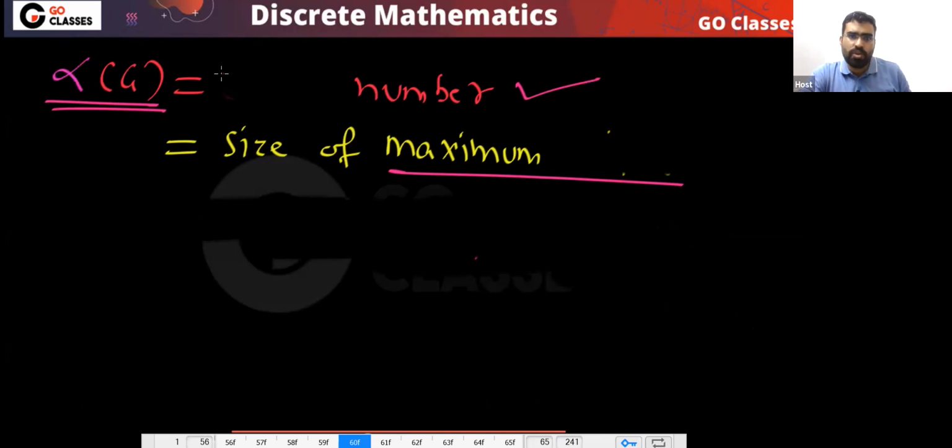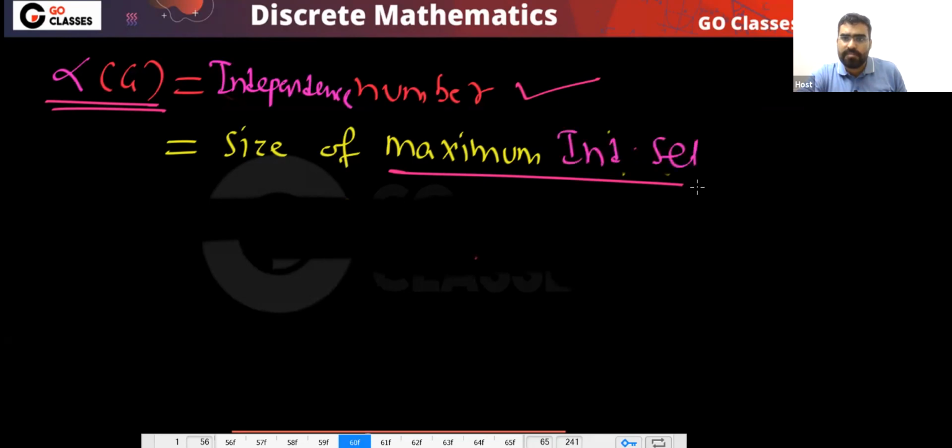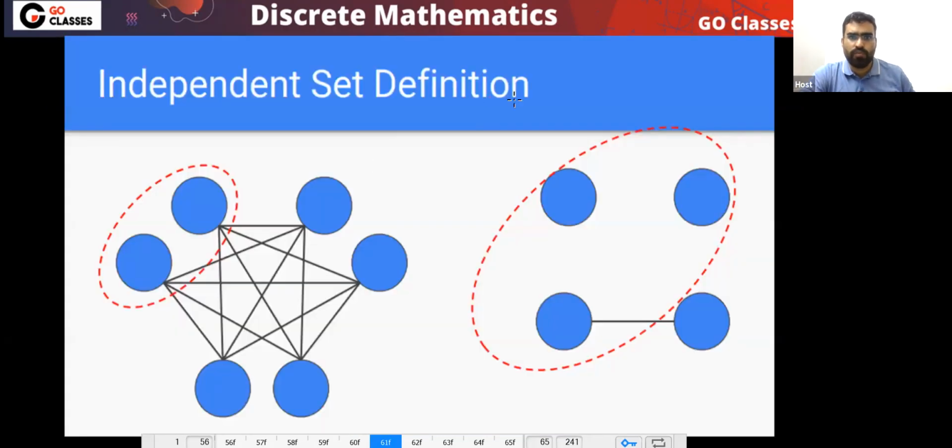What is alpha? This is your independence number, and this is the size of the maximum independent set. Okay, now let's see. So what is an independent set? You can notice from this.